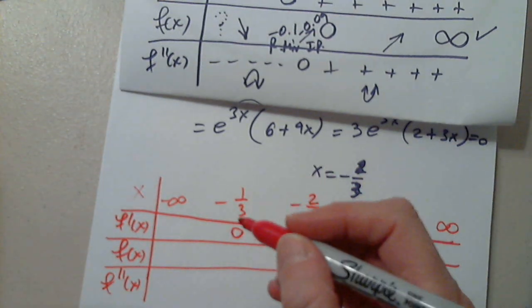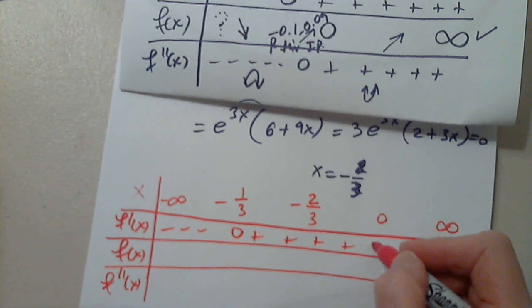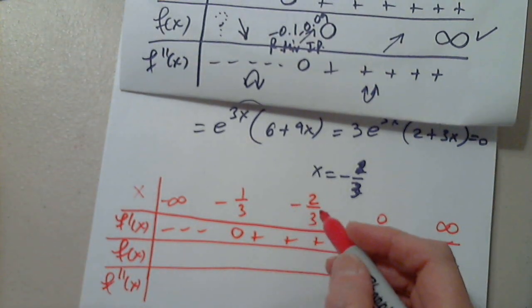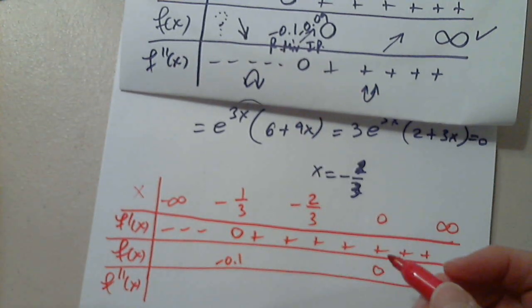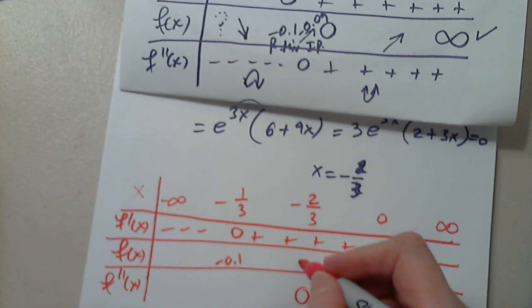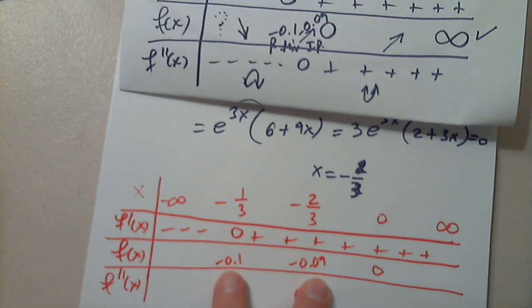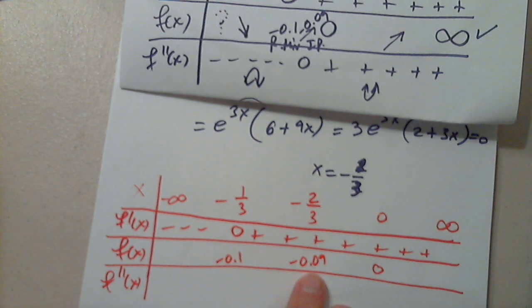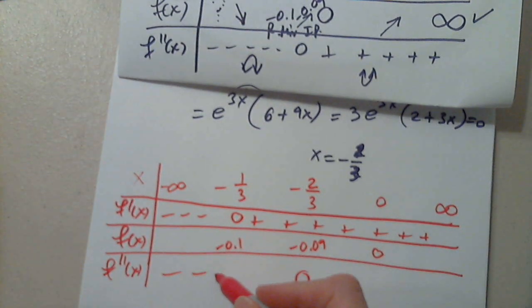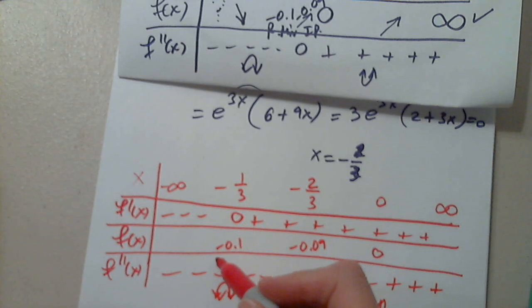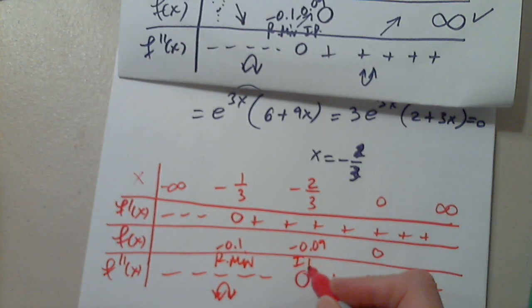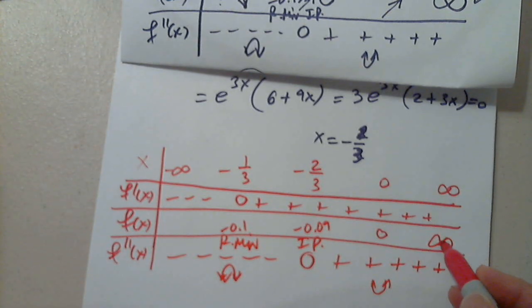Okay, so this is a 0 here, a negative and positive. And this is negative 2/3, so there's 0, 0 here. This is negative 0.1, and this is 0 here, and this is negative 0.09. So I'm going to plot the difference between negative 0.1 and negative 0.09. Very difficult. And positive. And this is the relative min, and this is the inflection point, and this is infinity.